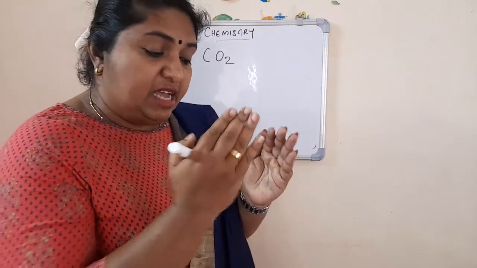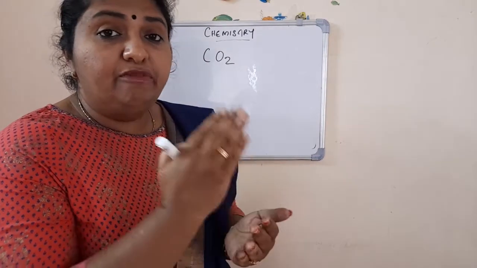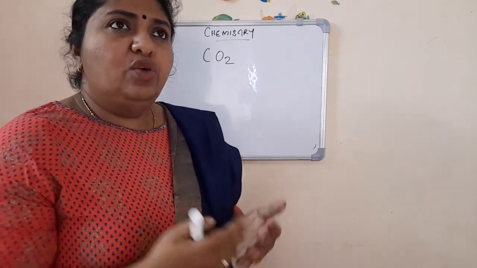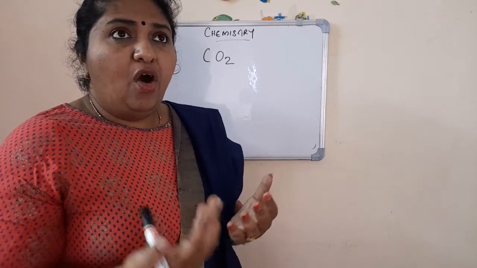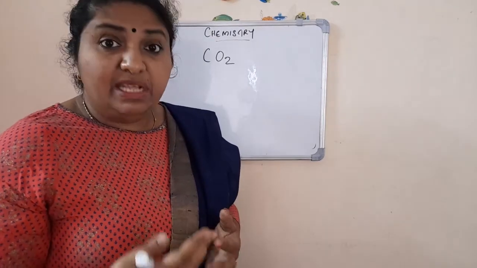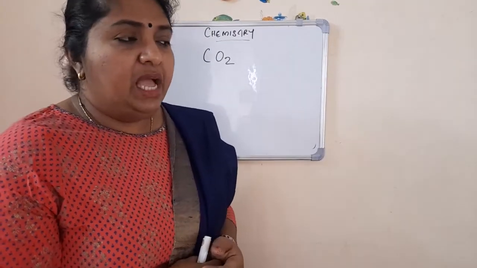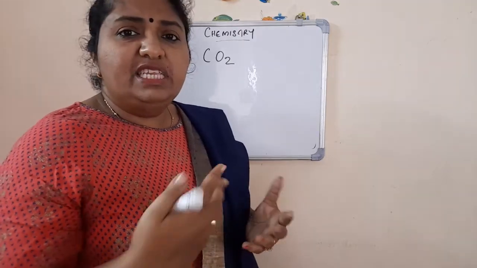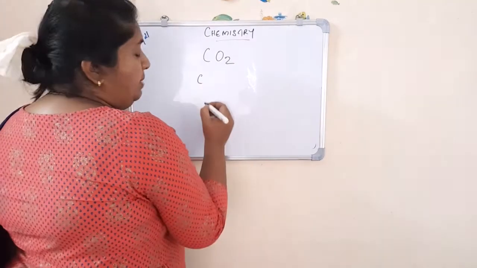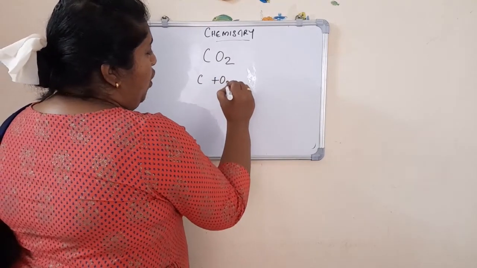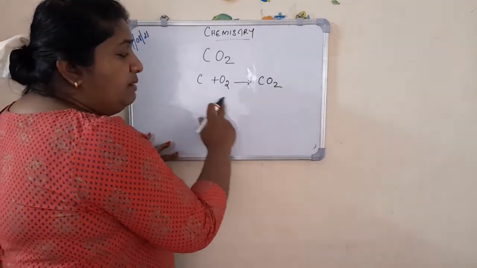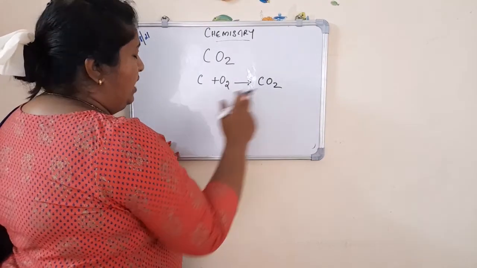Carbon dioxide is a compound which is formed with the help of 2 different elements, that is carbon and oxygen, isn't it? So we represent the compounds or elements using symbols that we have studied. Now, from whatever source we are getting carbon dioxide, for example, when carbon is burning in oxygen, we are getting carbon dioxide. This is one method by which we are getting carbon dioxide.